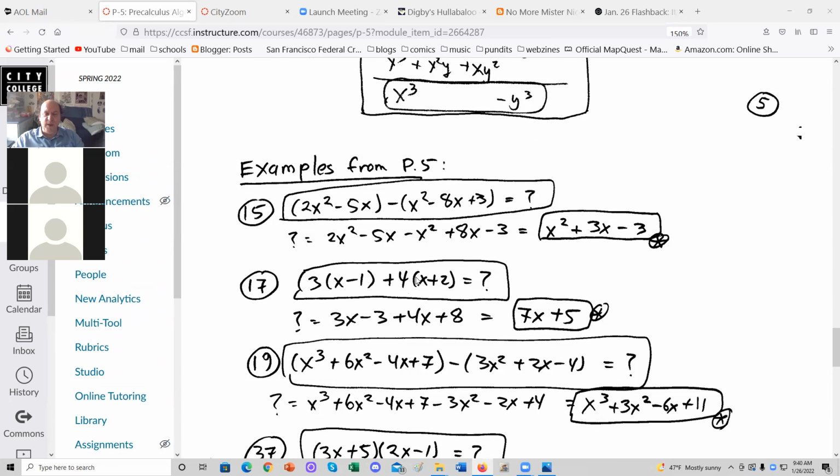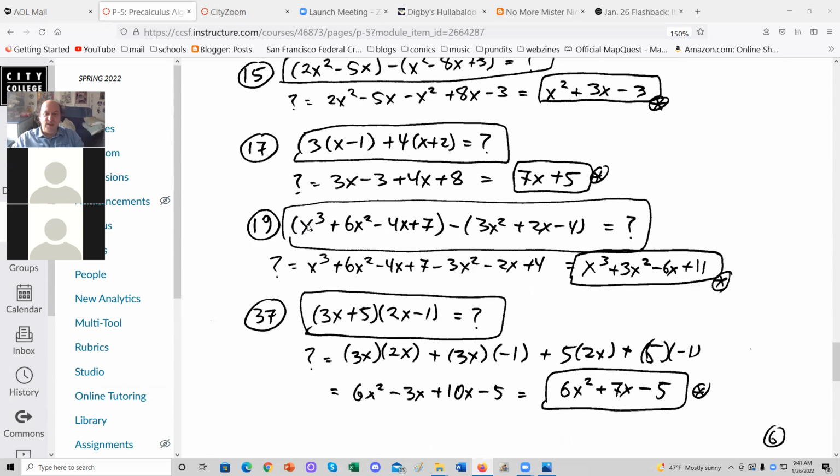3 times x minus 1 plus 4 times x plus 2. Okay, first we'll distribute the 3 here and distribute the 4 here. So you get 3x minus 3, 4x plus 8. Then combine like terms. 3x plus 4x is 7x, minus 3 plus 8 is 5. In a sense, what we did here was first use the distributive law twice, then reverse the distributive law also twice.